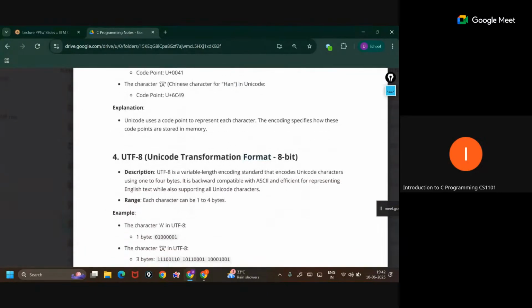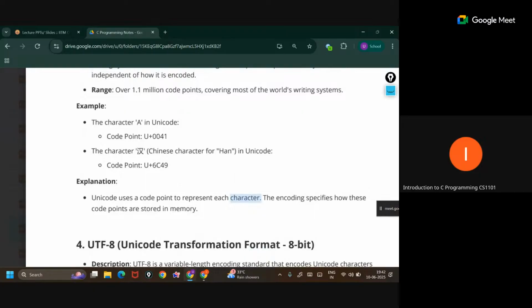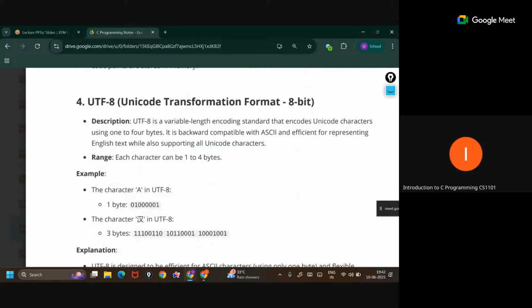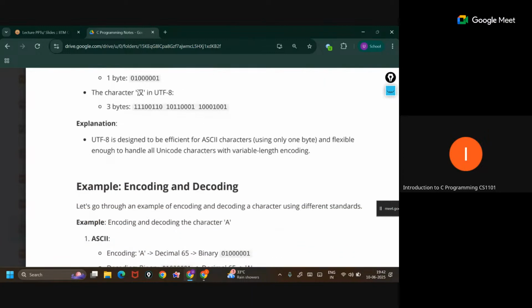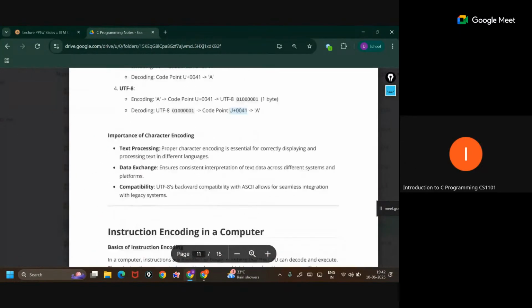And next is UTF-8, which means Unicode Transformation Format. Here I'm writing U plus 0041, something like this. I can convert it to zeros and ones to fit into bytes. It supports all the characters as well, right? Is it clear to you all?